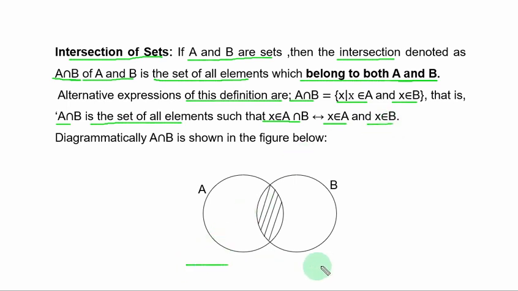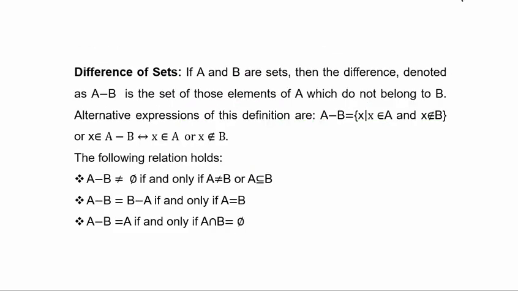Using Venn diagram, you can see the shaded part, the common element or elements to the two sets, to the two subsets. That is the intersection. The third operation on the list is difference of sets. If A and B are sets, then the difference denoted as this in form of A minus B is the set of those elements of A which do not belong to B.